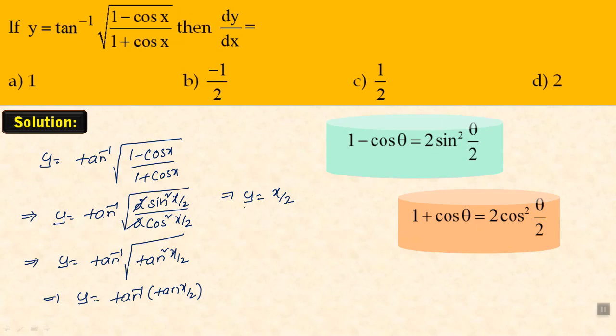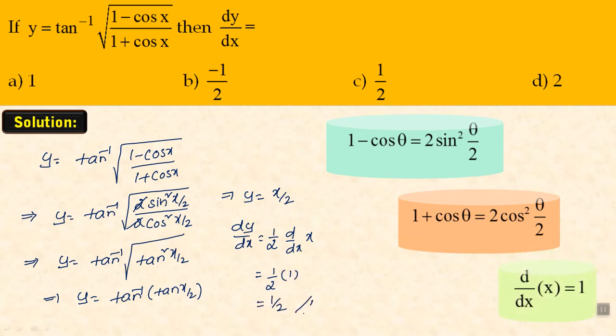Now differentiating with respect to x on both sides, we get dy by dx is equals to, here 1 by 2 constant into d by dx of x. This equals 1 by 2 into d by dx of x, which is equals to 1. This equals to 1 by 2. Therefore, the answer is option C.